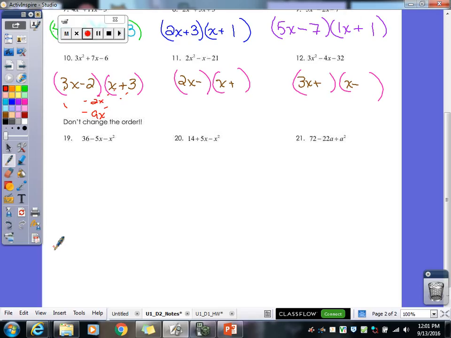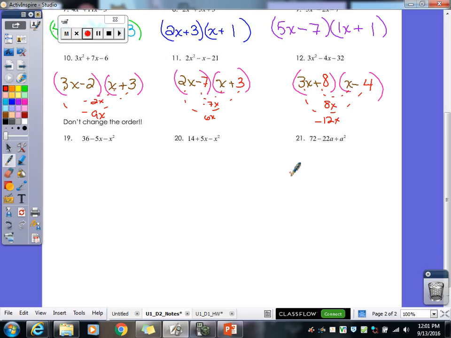Number 11, what do we multiply to get us 21? 7 and 3. And I did see some people had this one. Minus 7 plus 3. Because again, little smile here would then give us a negative 7x. Big smile would be a 6x. Combine those, there's your negative 1x. And then our last one, 32, 8 and 4. So I put my 8 there. My little smile would give me a positive 8x. I'd have a negative 12x from my big smile. Combining those gives me my negative 4x in the middle.